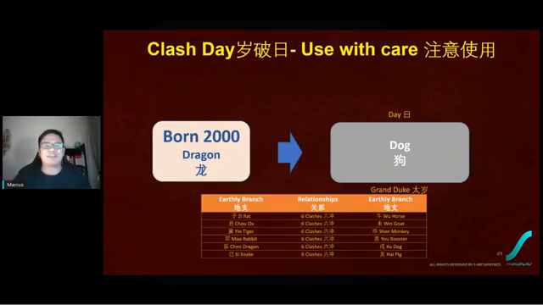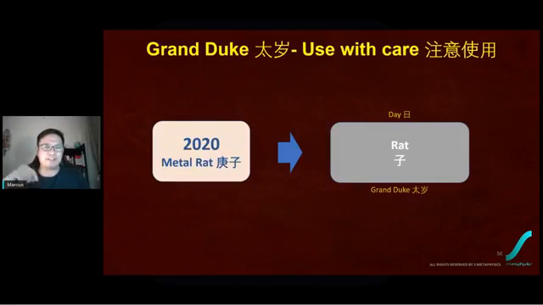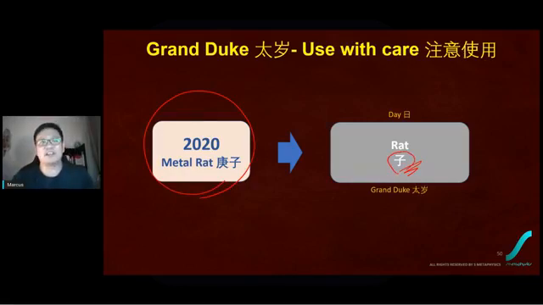Okay, so the second thing is really this year, let's say this year is a metal rat year. Being a metal rat year, we know that rat is the Grand Duke. So if you want to use rat days, 鼠日, rat days in 2020, which is going to be until 2021, 3rd of February or so, around there. Okay, all the rat days, you have to use with care. I did not say don't use it. I say use it with care, because in some situations, if you don't use it with care, it might just invite more stress. All right.